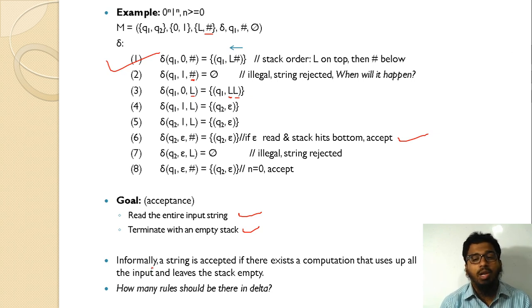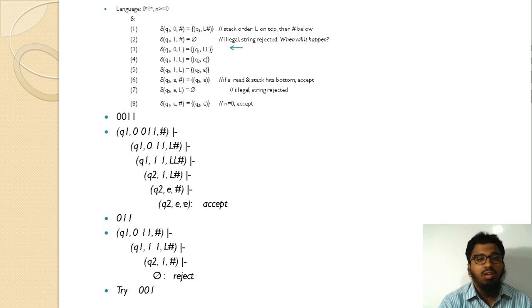Okay. And here informally we will take one example, we will take one string and we will see whether whatever we generated is correct or wrong. Informally, a string is accepted if there exists a computation that uses up all the input and leaves the stack empty. How many rules should be there in delta? Here, see the same thing, and it is taking this string. In the first string, it is q1 comma a. What is our input? 0011 hash. So first it is taking in 0, and that 0 is converting into L.